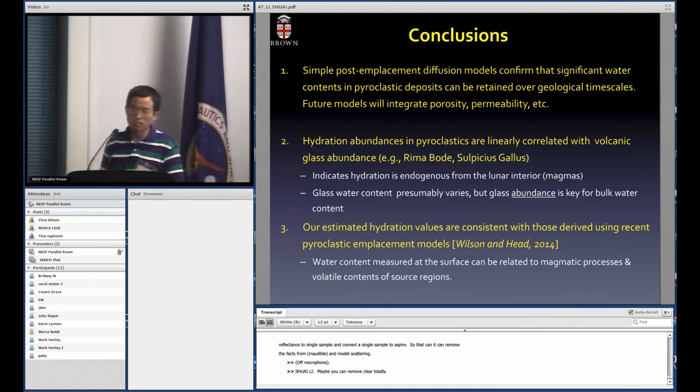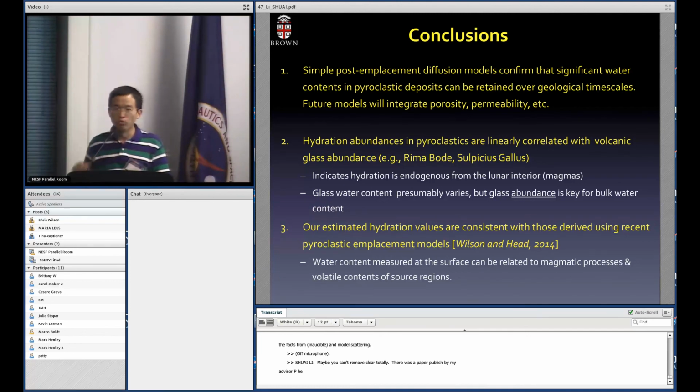There is a paper published by my advisor, Ralph Milliken, in 2005. You can check his paper. He did a lot of lab experiments to show that after the conversion, you can remove the effects.